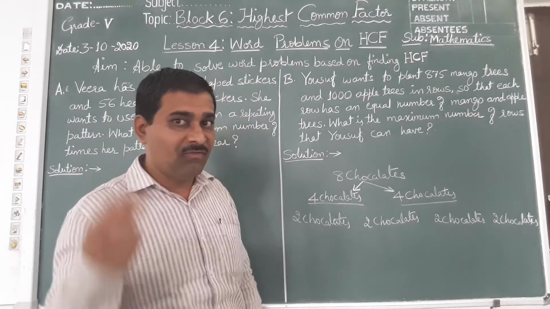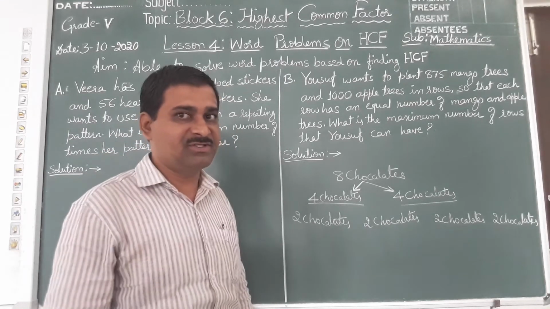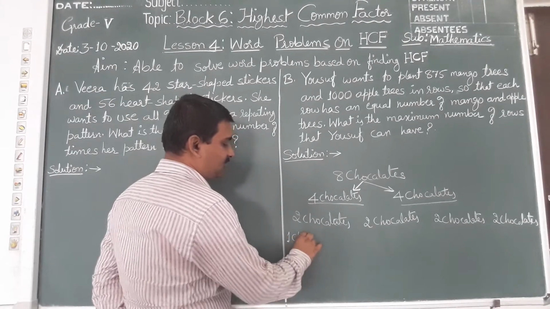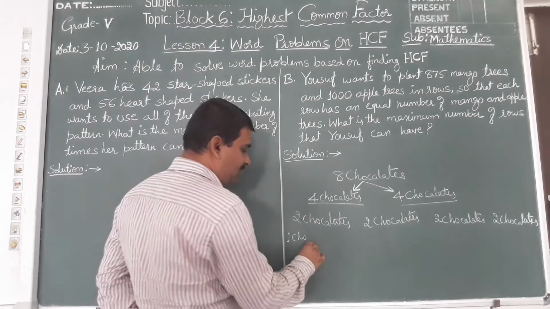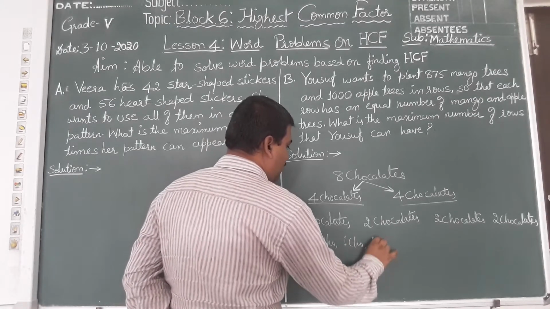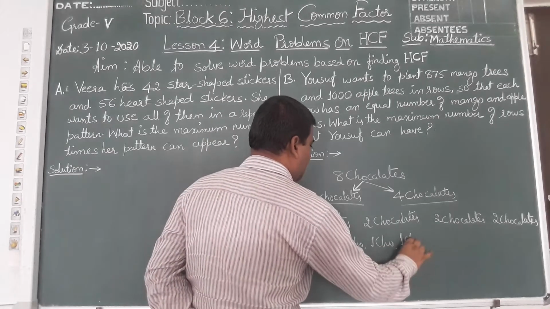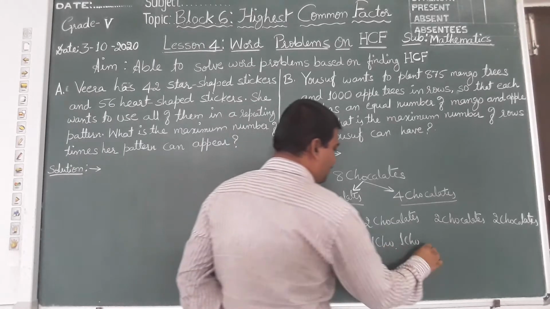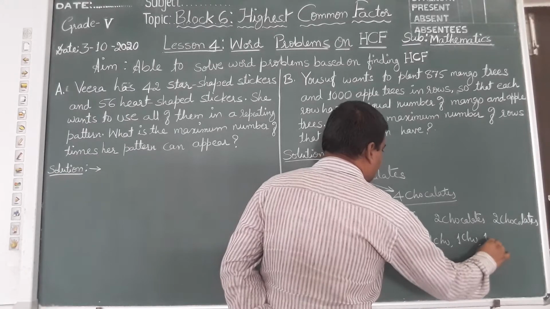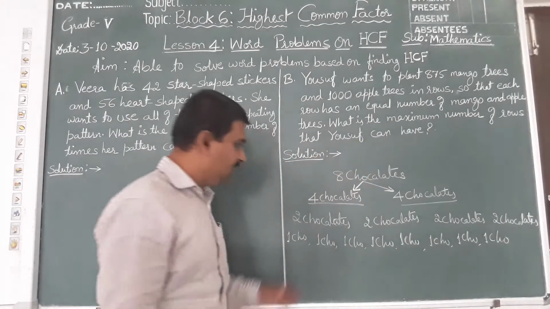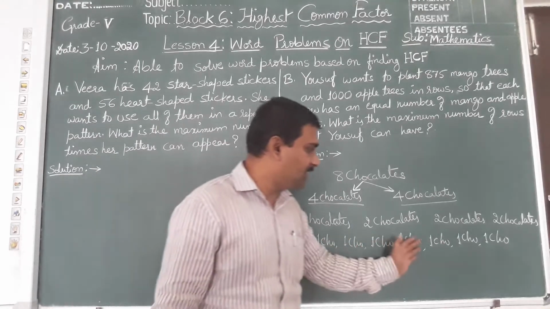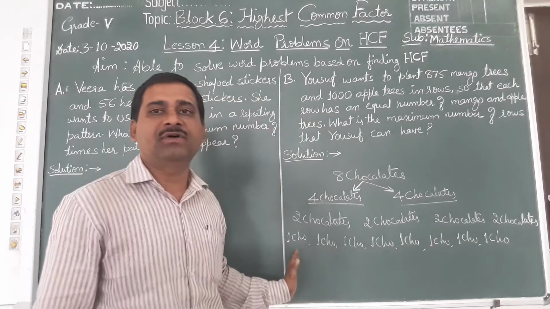Right, children? One more combination is also possible. What is that? One chocolate to each friend. One, 2, 3, 4, 5, 6, 7, 8. See, equally you are distributing 8 chocolates. Each friend will get one chocolate.